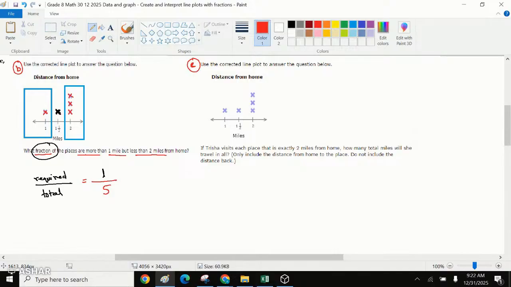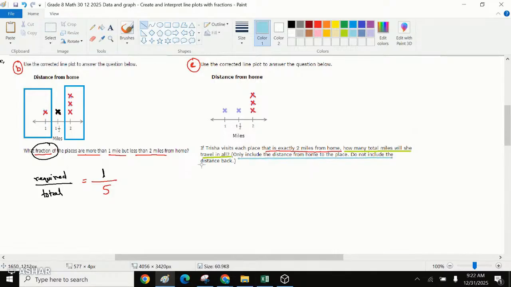The distance from home was already given to us. If Trisha visits each place that is exactly 2 miles from home, there were 3 places which were exactly 2 miles from home. They're asking how many total miles will she travel in all? They have given one more piece of information. Only include the distance from home to the place. Do not include the distance back.